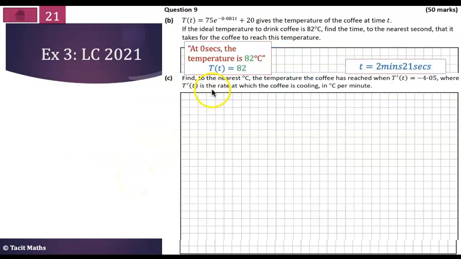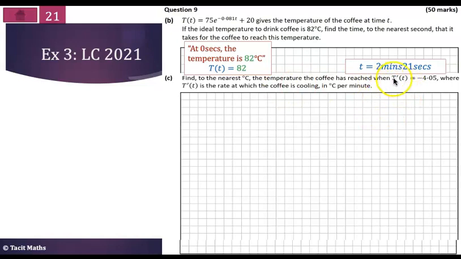Now, in part C, then, find to the nearest degree the temperature the coffee has reached when T dash of T is minus 4.05. Now, look at this carefully. Okay, and it tells us in this case that T dash of T is the rate at which the coffee is cooling. Right, so they don't ask you to interpret much here, and you could do this question now, even if you hadn't a clue about what the derivative means in this case or anything. They kind of give you a lot in this question.